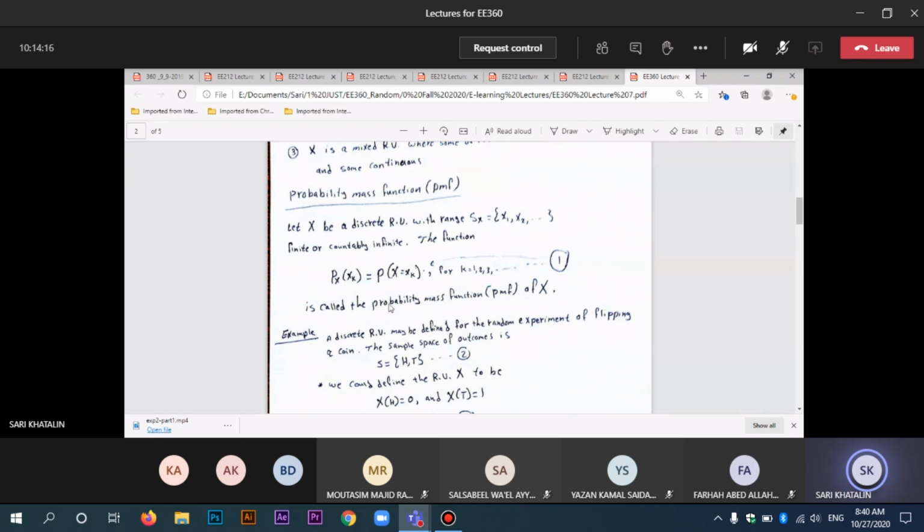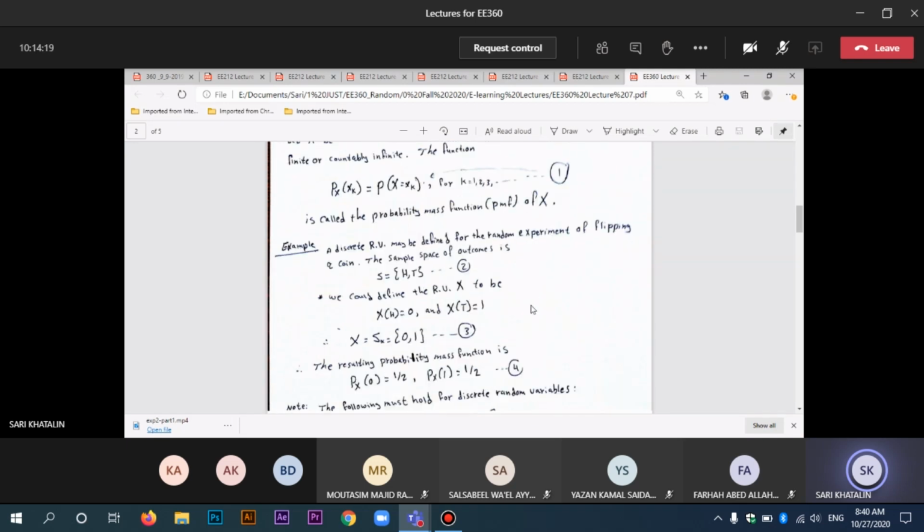It's written this way, and it's called PMF of x. As an example, if we are flipping a coin once, the outcomes will be either head or tail. If we assign 0 to a head and 1 to a tail, the random variable in this case has 2 elements, 0 and 1. So the PMF for 0, or you can write x is equal to 0, either way, is equal to half. And the PMF for 1 is equal to half.